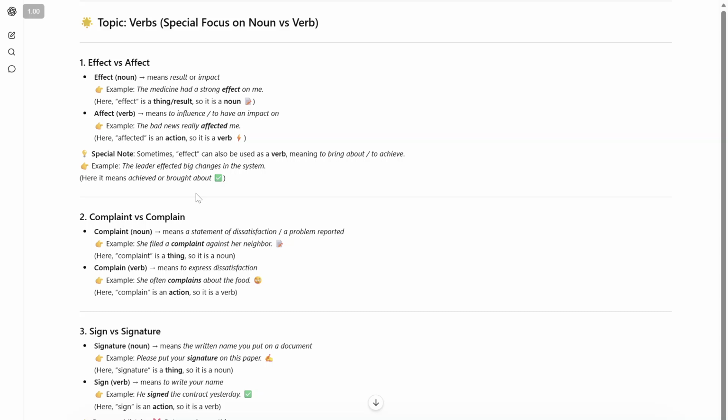Special note: sometimes affect can also be used as a verb meaning to bring about, to achieve. Example: the leader affected big changes in the system. Here it means achieved or brought about.